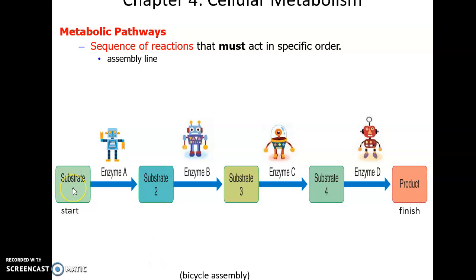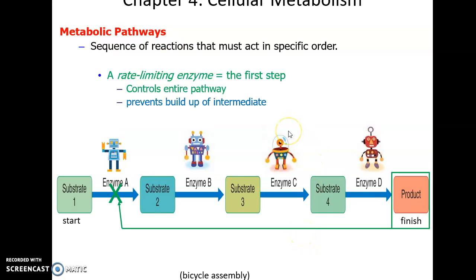So substrate 1 is what we start with. Enzyme A will turn it into substrate 2. Substrate 2 is a substrate for enzyme B that becomes substrate 3. Substrate 3 is a substrate for enzyme C, which becomes substrate 4. Substrate 4, with the help of enzyme D, becomes the finished product. So there's a chain of reactions occurring to get to the finished product.